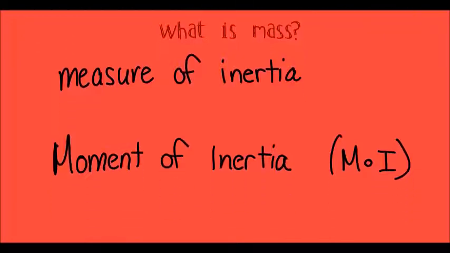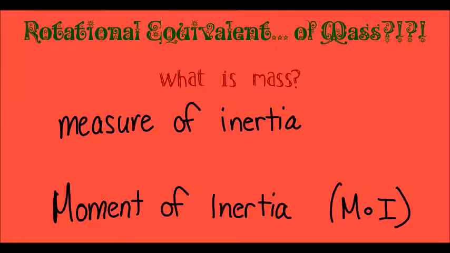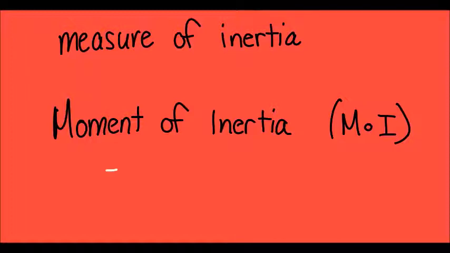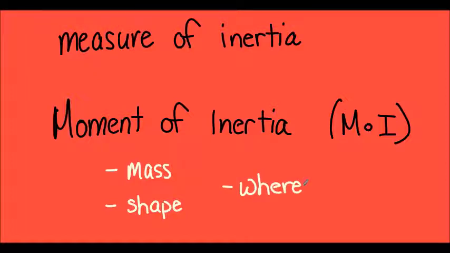If you think about that idea, you might realize that this moment of inertia quantity might depend on an object's mass, it might depend on an object's shape, and it also might depend on where the mass is located. The moment of inertia is not a set quantity for every object, but rather follows along with a series of equations.